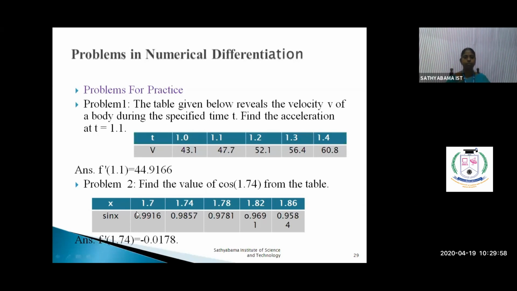And what about whether it is forward or backward? Look at the point x value, 1.74. 1.74 is here, so it is near the beginning. Near the beginning means I can use Newton's forward difference formula to find the first order derivative. So use that formula and you will get dy by dx. Actually, y equals sin x, so dy by dx, the first order derivative f dash of 1.74, is cos of 1.74, which is minus 0.178. So all of you try these 2 problems. This is for your practice.